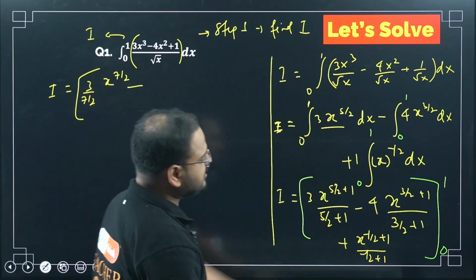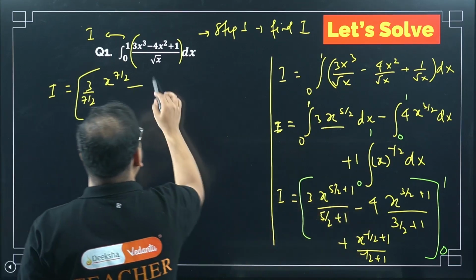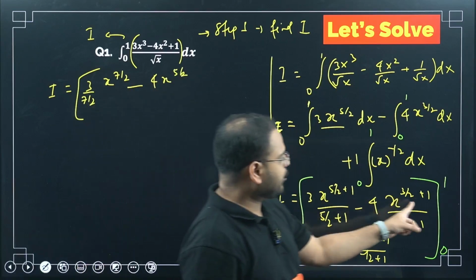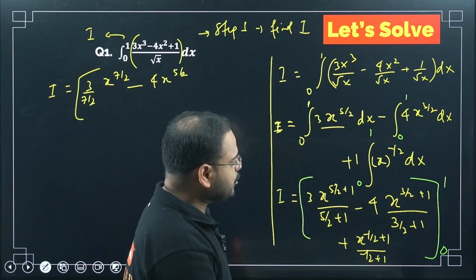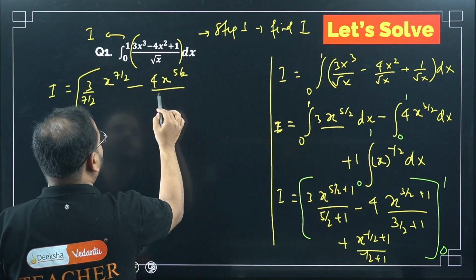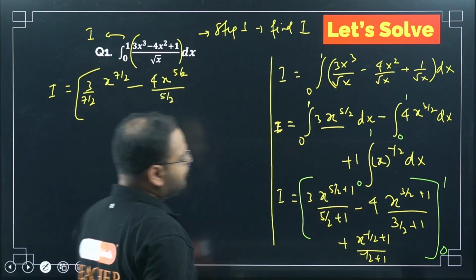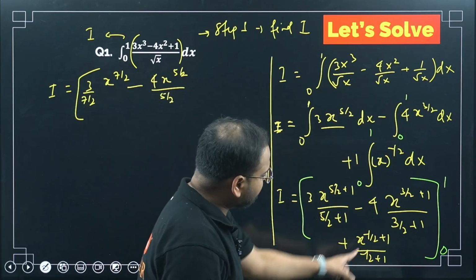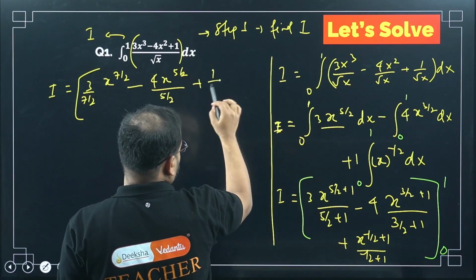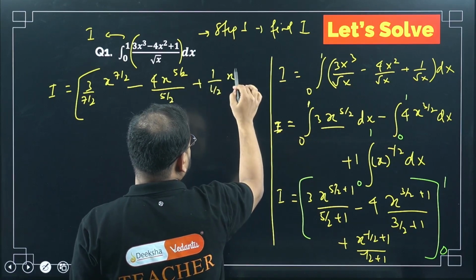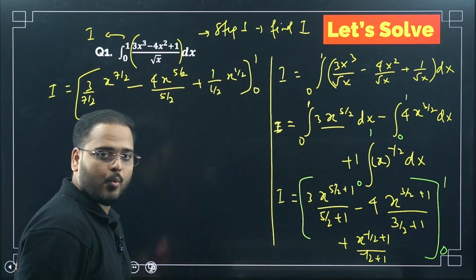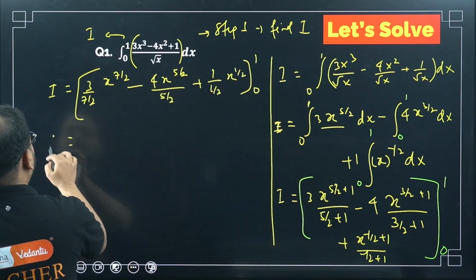Minus, what is this? 4 times x to the power 5 by 2. Please have a look: 3 by 2 plus 1, how much is that? It's going to be 2.5, so 5 by 2. Then 5 by 2 divided by, again, 5 by 2. What is over here? Simply x power 1 by 2. So plus 1 upon 1 by 2, as this is x power 1 by 2. The limit will remain the same, 0 to 1. Have a look, so my I will look like this.